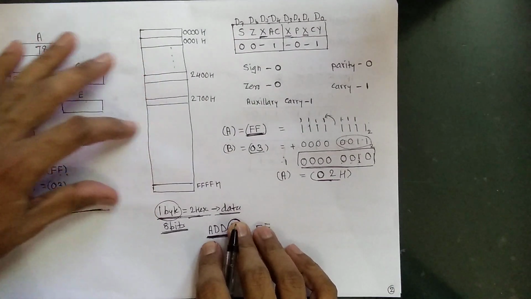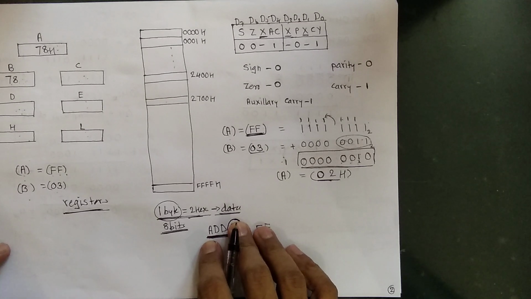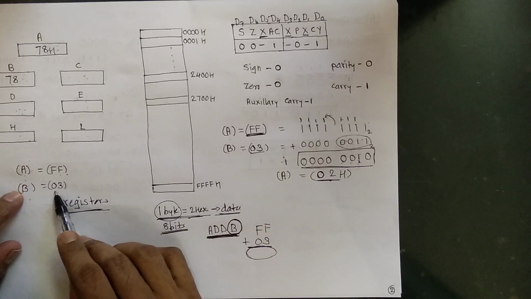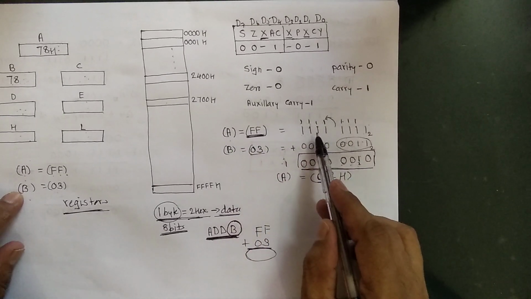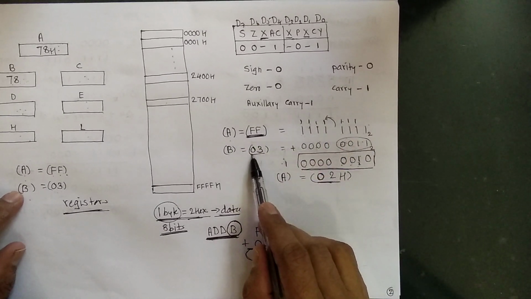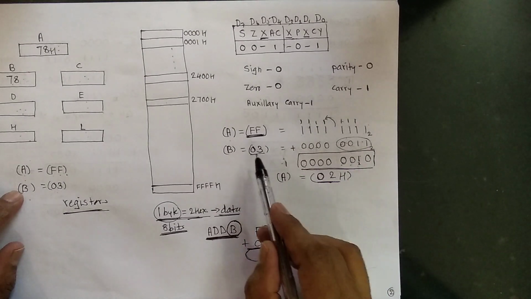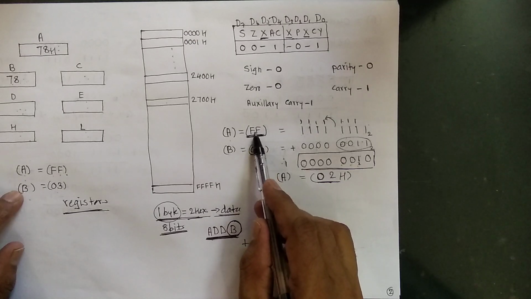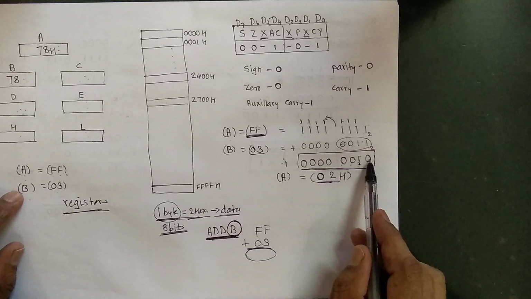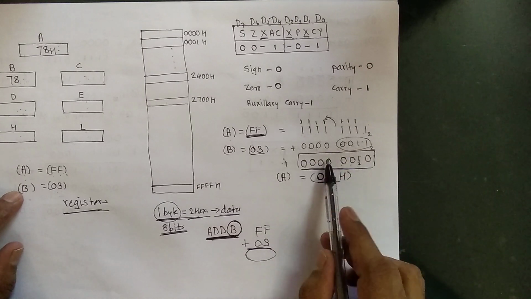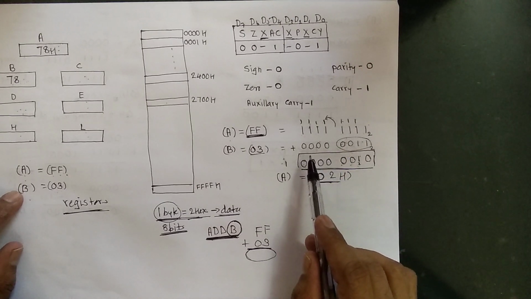Again I will explain the same part. Accumulator is having value FF, register B is having value 03. FF is represented in binary form, 03 is represented in binary form. When the ADD B instruction gets executed, the number from register B is added to the accumulator, and whatever result you get is stored in the accumulator. Depending upon the answer, the flags, that means single bit status registers, are set or reset.